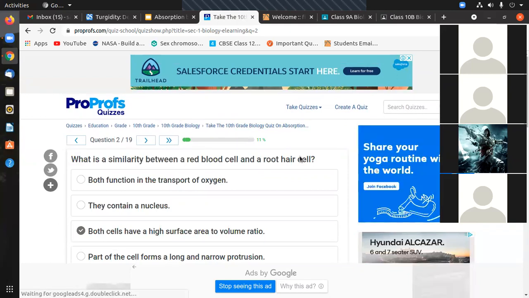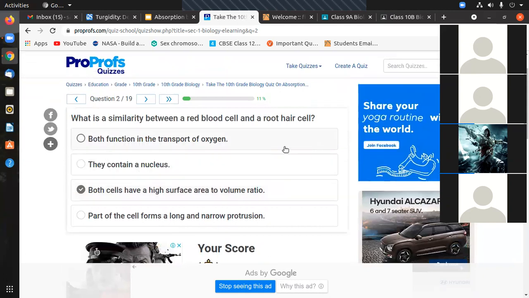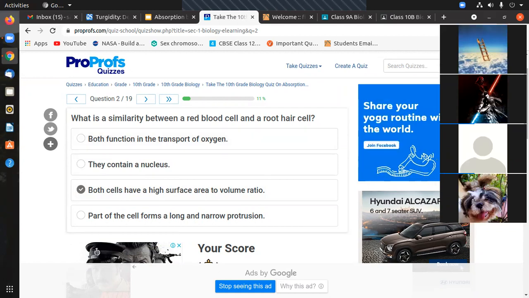Next question, who would like to go? Oops, that's already answered here. But still, you can give it a thought why that is correct. Anyone? Aryan? You want me to explain? I'm not too sure about red blood cell, but root hair cell I think has a high surface area to volume ratio. So which one would you choose then? I'm not too familiar with red blood cell.